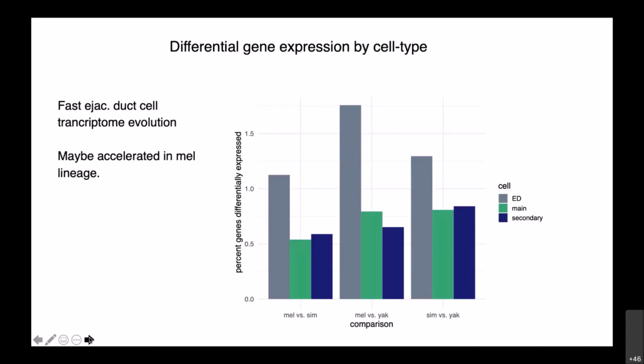All right, so that explains why there seems to be more transcriptome divergence for the Mel Yak and Sim Yak comparisons. These are more divergent species comparisons than Mel versus Sim. That makes sense. But the thing that first jumps out at you, and is the most obvious thing here in the data, is that the ejaculatory duct cell transcriptomes are evolving very much faster than the transcriptomes from the other 2 cell types. Why is that is a really fascinating question.